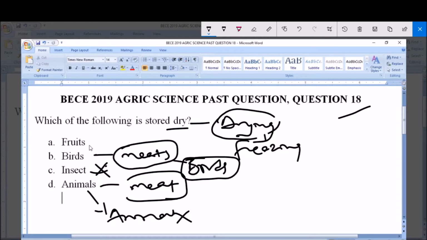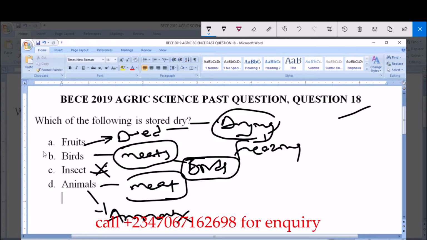But A here says fruits. Now fruits generally can be stored dried. And like we know, fruits are products of crop plants. Your maize is a fruit. Your mango is a fruit. The cashew is a fruit. Your vegetables are fruits, and all these can be stored dry. So the most suitable answer to this question is option A, fruits.